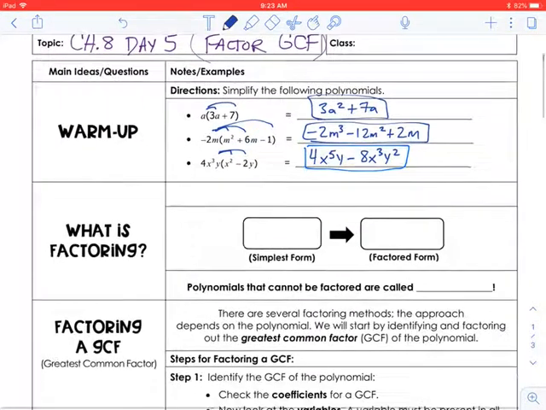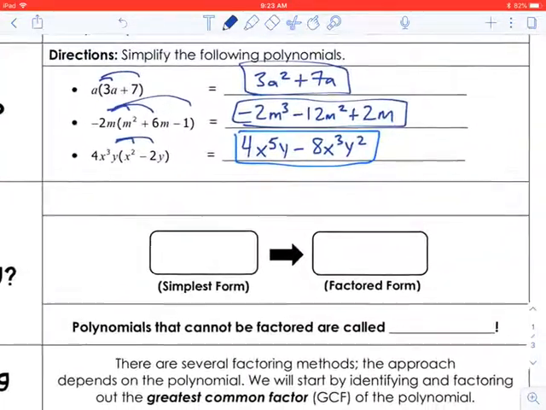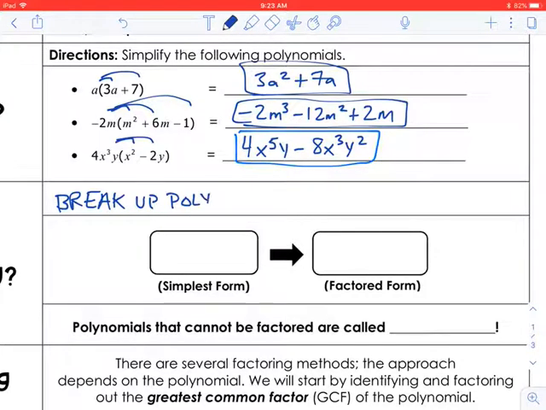Okay, so factoring is basically what we're doing is backwards from what we just did. So we're going to break up a polynomial into its components.